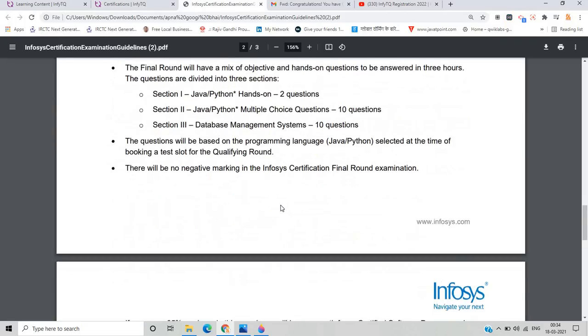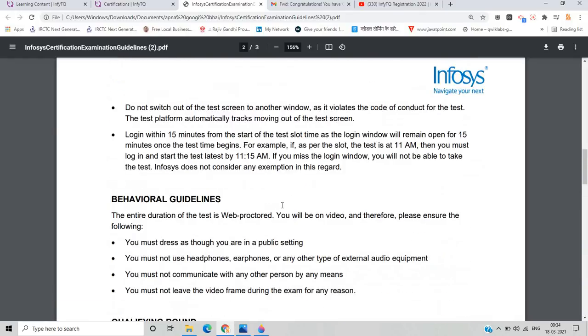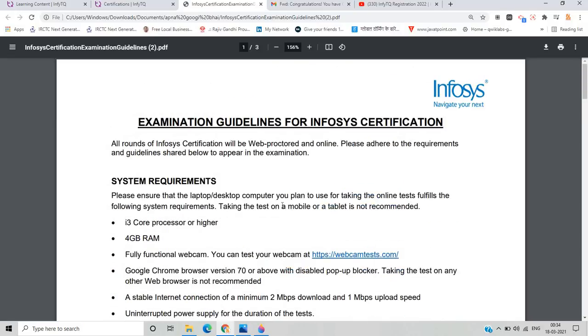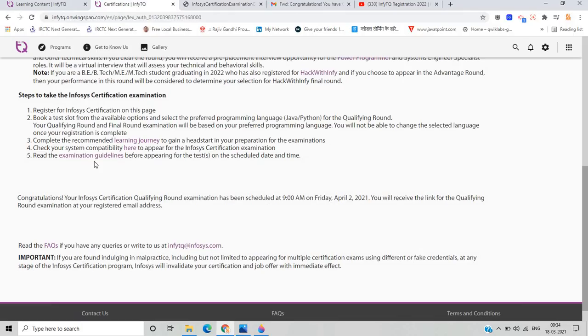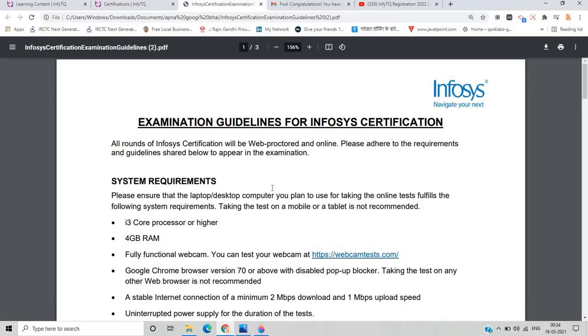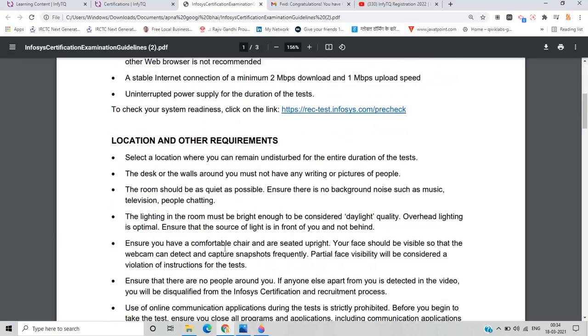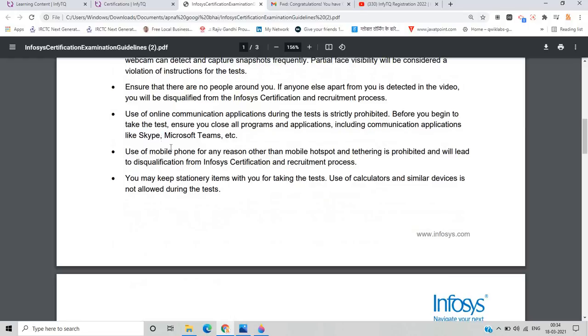I also said what the qualifier round is, and basically the guidelines for the exam. What are the guidelines for the exam? Go to the Infosys certification page. There is a system compatibility check also. You can go to the system compatibility check and see whether your system is capable of practicing or giving the exam. There is a system requirement that I already discussed in the previous video. What is the location and other requirements?